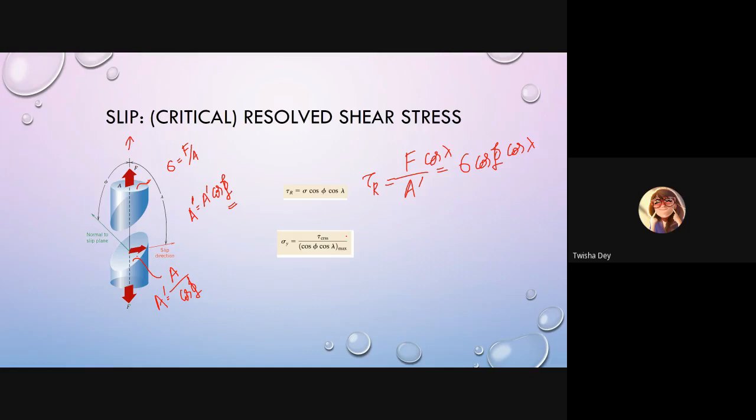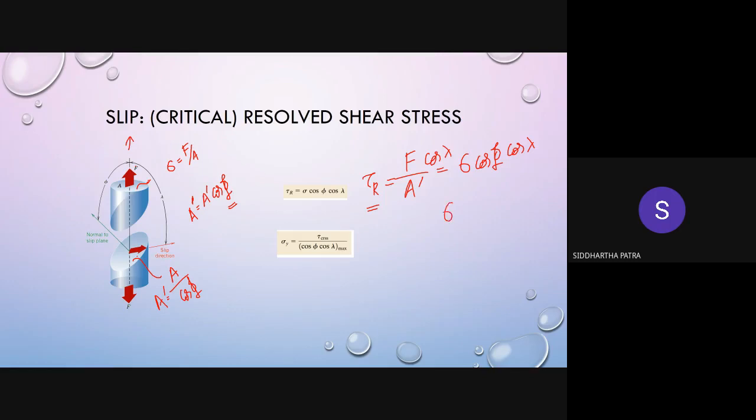Okay. What is a critical resolved shear stress? Every time you apply a force on a component, it has resolved shear stress along one or the other slip direction. But does that mean plastic deformation is happening? No. The stress has to reach a certain value beyond which the plastic deformation starts.